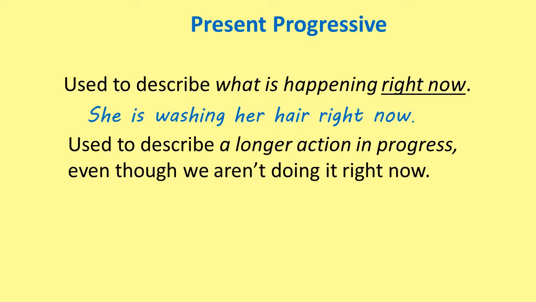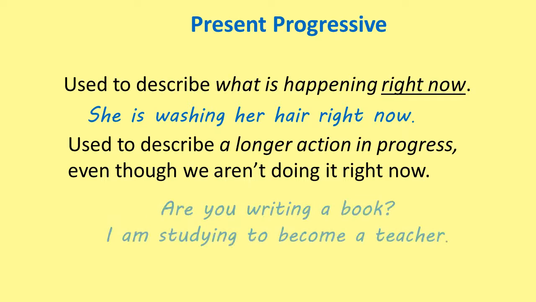The present progressive is also used to describe a longer action which is in progress, even though we aren't doing that action right now. So for instance, are you writing a book? The action of writing a book takes a while. It takes place from a little bit in the past all the way to sometime in the future, and one is generally working on it, but one isn't working necessarily on it every single minute. Another example would be I am studying to become a teacher. Again, that's an action that is a little bit longer, which is currently in progress.